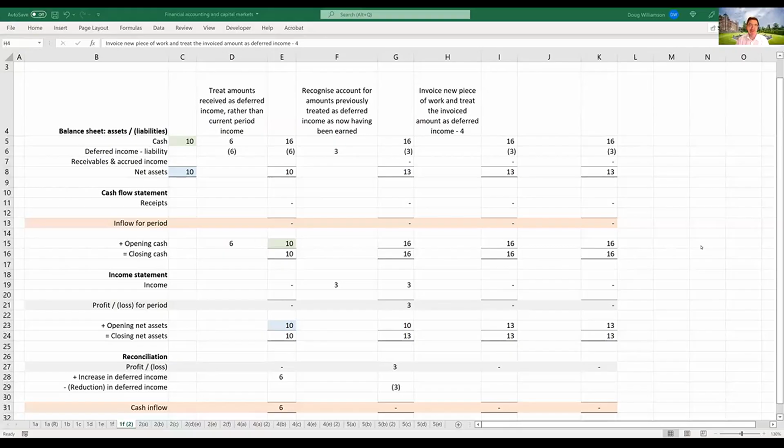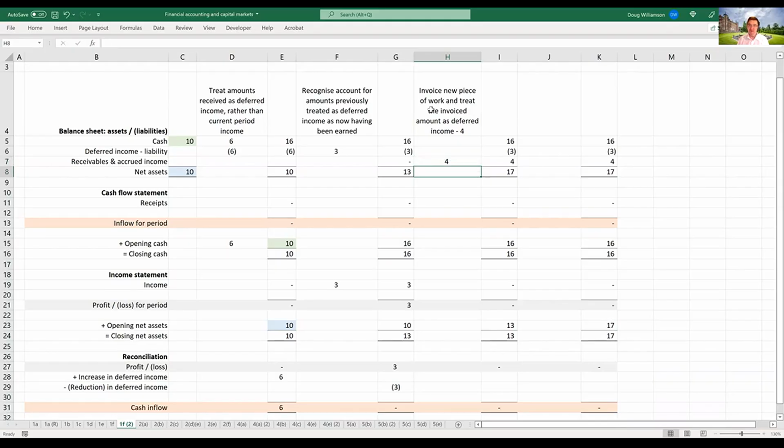Continuing our explorations of deferred income, we are doing an additional piece of work, a new different piece of work, let's say for a different customer, and we invoice for it. If we invoice for the work, then let's say the amount is 4, we're going to recognize a new asset, a receivable or debtor. So the customer will pay us sometime.